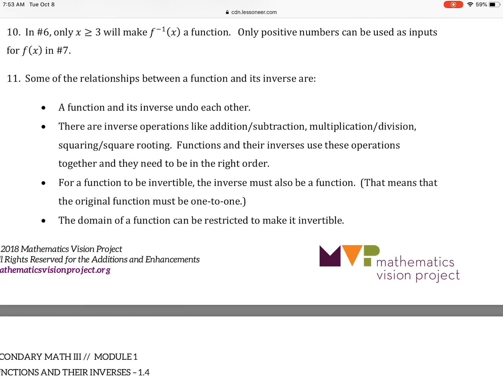A function and its inverse undo each other. There are inverse operations like addition, subtraction, multiplication, division, squaring, square rooting. Functions and their inverse use these operations together, and they need to be in the right order. For a function to be invertible, the inverse also has to be a function. We talked about that the other day. And the domain of a function can be restricted to make it invertible.